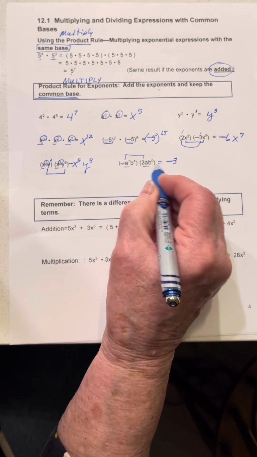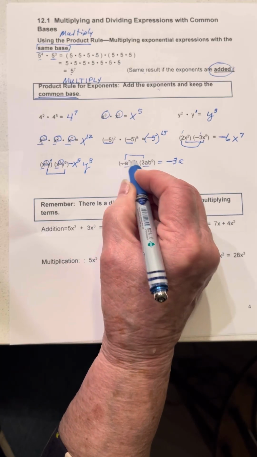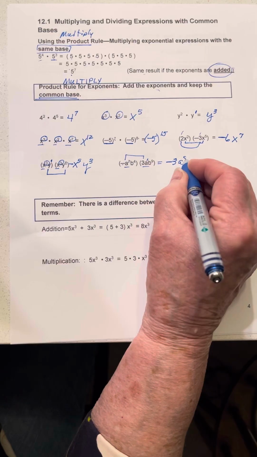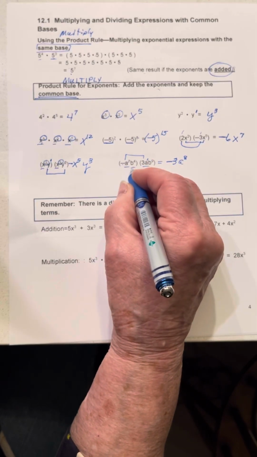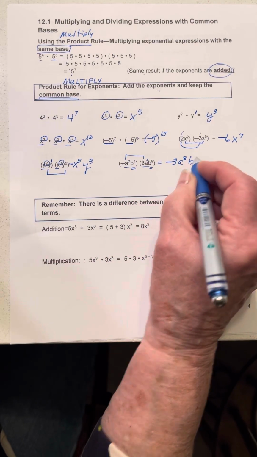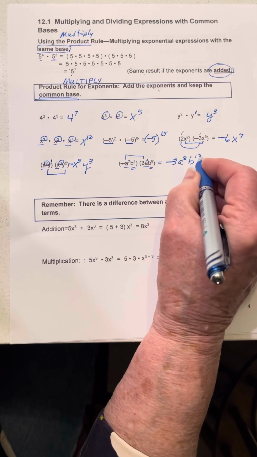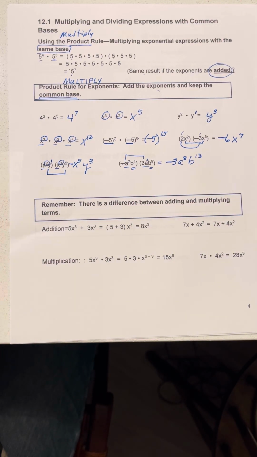Now let's do the a's. We have a to the 7th and a to the 1st, so we'll add those exponents. And next we'll look at the b's. We have b to the 4th and b to the 9th, so that would be b to the 13th. So this is really fairly simple if you know the rule and you know when to apply it.